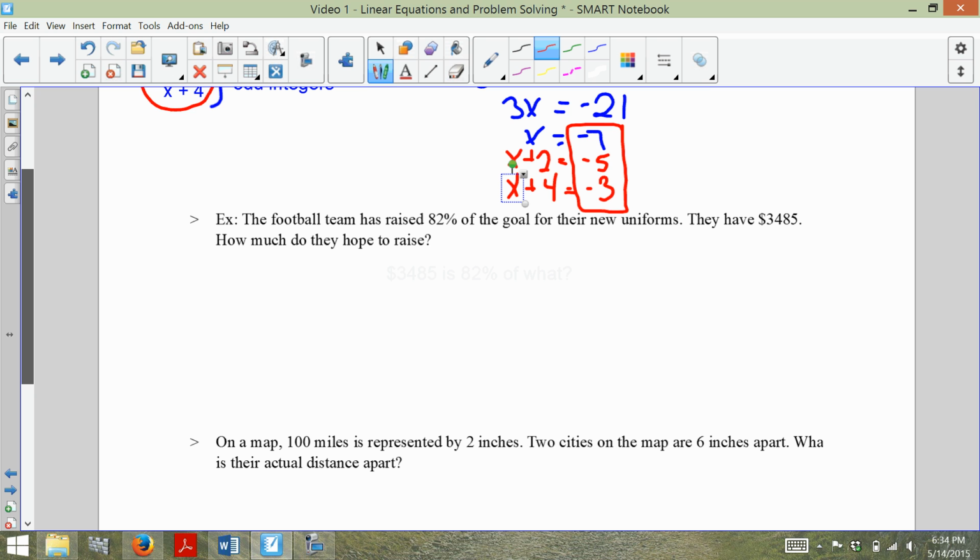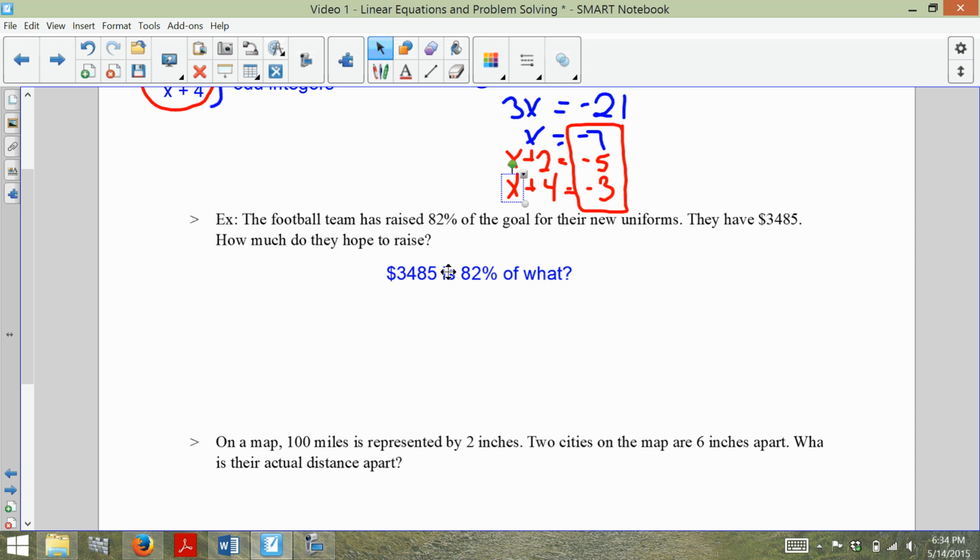Finally, well, second to finally, almost there. A football team has raised 82% of the goal for their new uniforms. They have $3,485. How much do they hope to raise? So I'm just going to simplify this problem a little bit and represent it more easily as: 3,485 is 82% of what number? This is what I'm looking for.